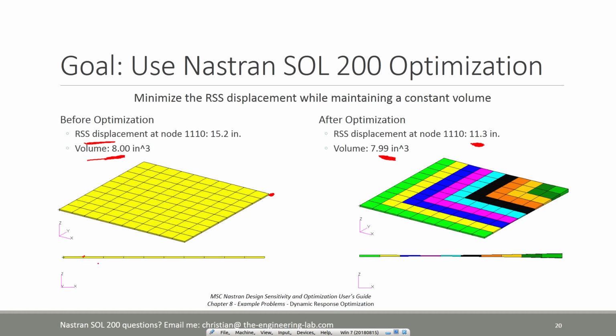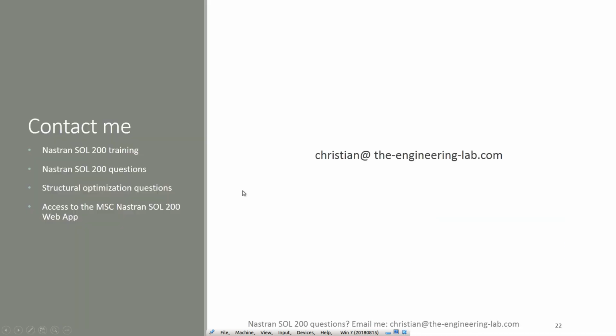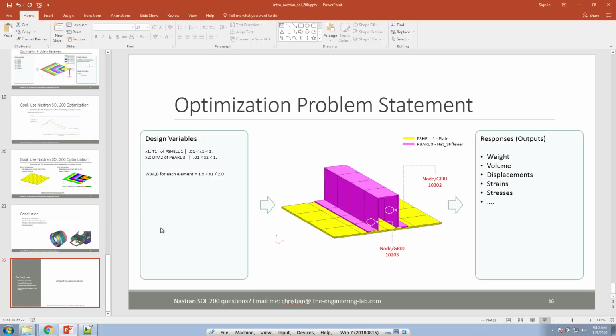Here you can see that the original design basically has a constant thickness throughout the plate. But here you'll notice that the thickness for the new plate is varied, and that's because we are setting these thicknesses as the variables. So let's go ahead and talk about and show you how to perform this example in the web app.